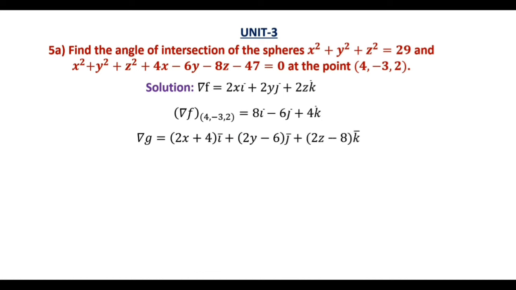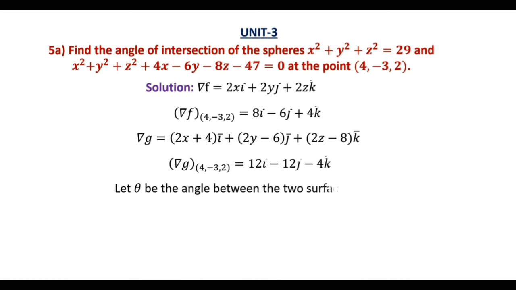Del z, that is a gradient of second scalar, where g is x square plus y square plus z square plus 4x minus 6y minus 8z minus 47, where del is the vector differential operator i bar dou by dou x plus j bar dou by dou y plus k bar dou by dou z. On operation you get del z as this one. Del z at the point P is 12i bar minus 12j bar minus 4k bar.